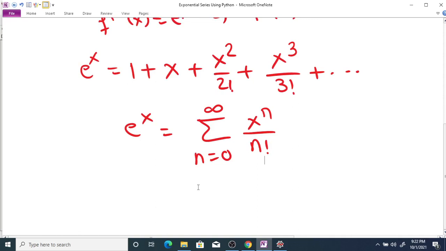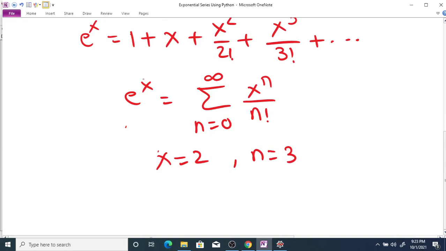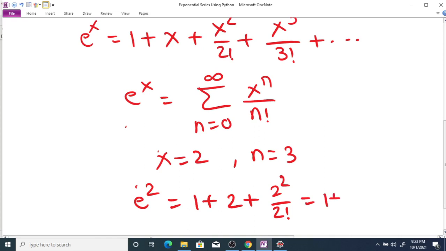Suppose you want to obtain the approximate value for x equal to 2 with number of terms equal to 3, then you can obtain the approximate value by using the above series expansion. Here e raised to 2 is equal to 1 plus 2 plus 2 square upon 2 factorial. 2 square is 4, 4 divided by 2 is 2. So this is equal to 5. This is the approximate value.